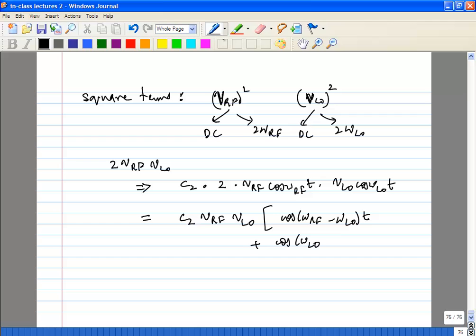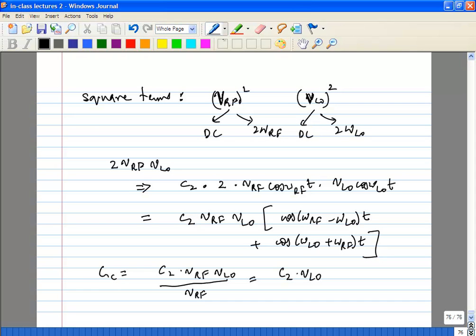So it will give you a difference term and a sum term, right? One of these will be the desired frequency component. So what is your conversion gain? It's your output IF amplitude over your input RF amplitude, which is C2 times VLO. Is that clear to everyone?